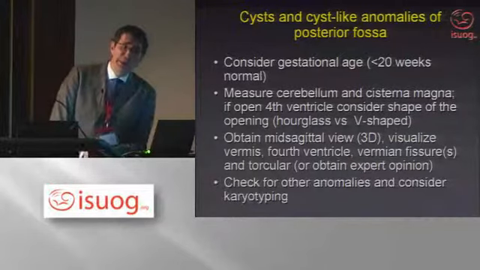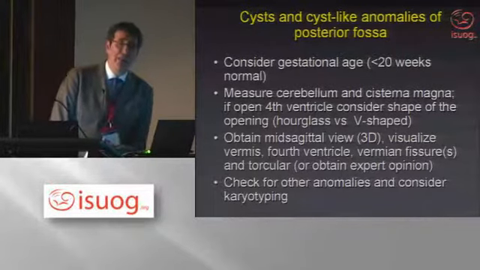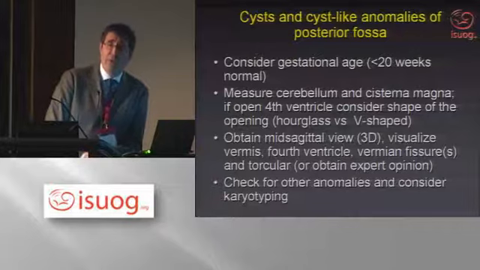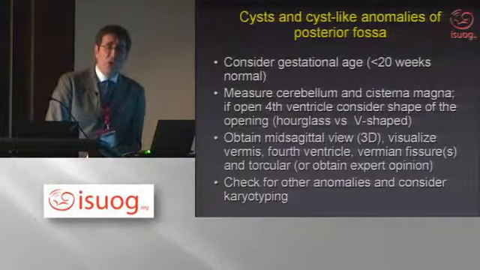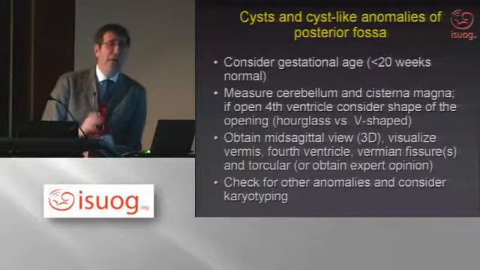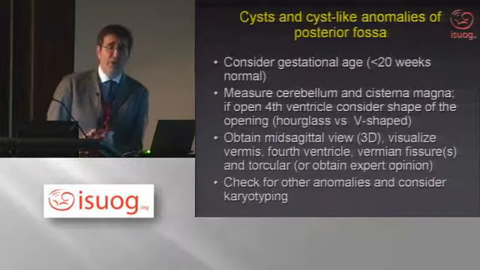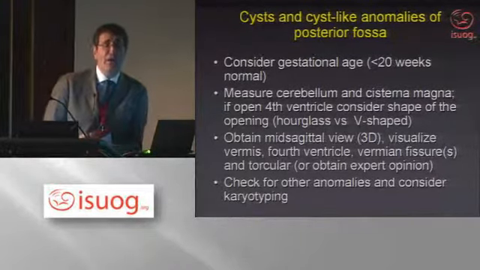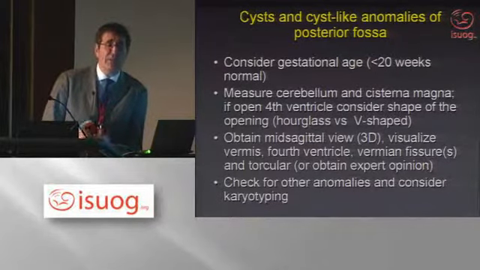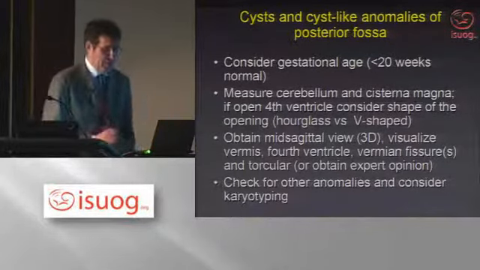You should always consider, however, other anomalies and consider karyotyping. We had several cases in a row of fetuses that only had an open fourth ventricle and they had chromosomal aberration, mostly including trisomy 13 and trisomy 21 as well. And there was nothing else on the sonogram that was abnormal.